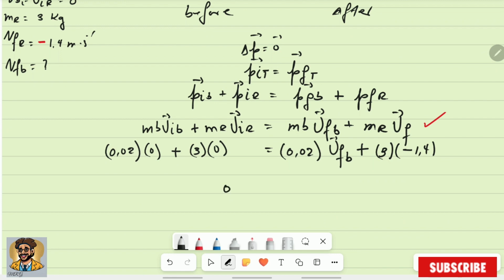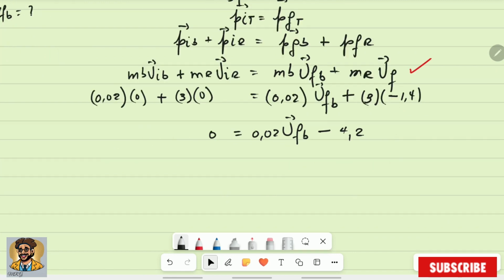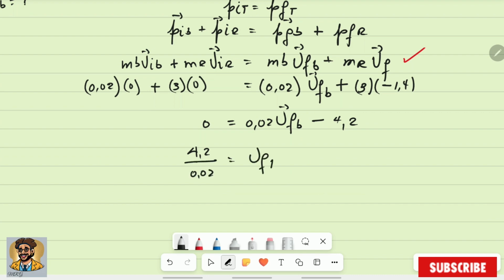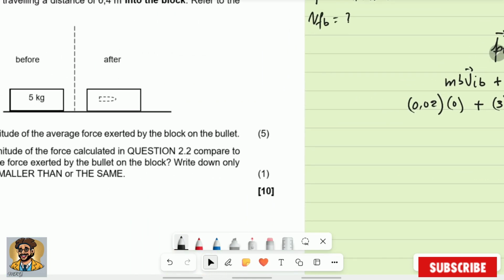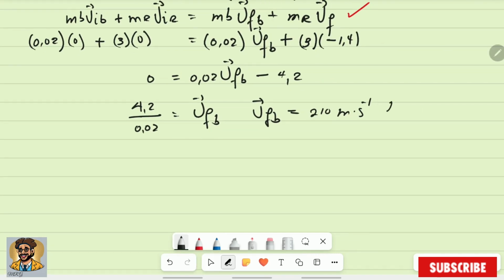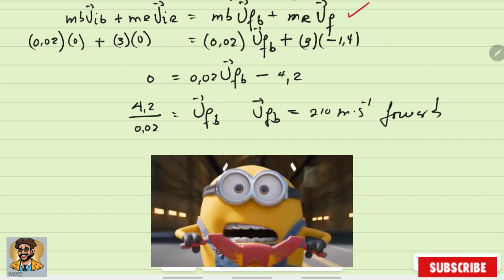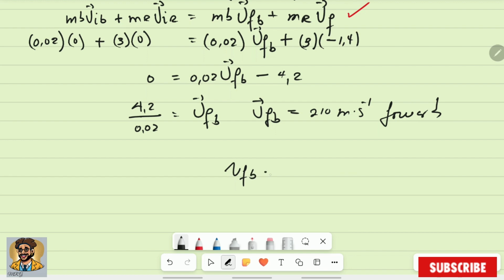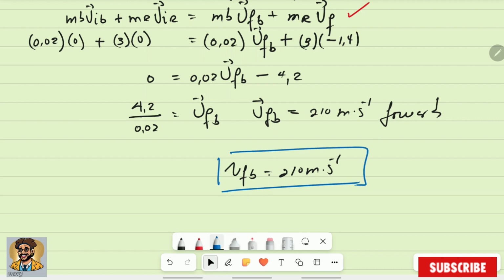Now it's mathematics. You get 210 meters per second. Now, before we finish here, they say calculate the speed. Speed does not have direction. This one is forward, but they want the speed, and speed doesn't have direction. So the final answer is: final speed of the bullet is equal to 210 meters per second, and then you stop there. That is the answer. Any question then?